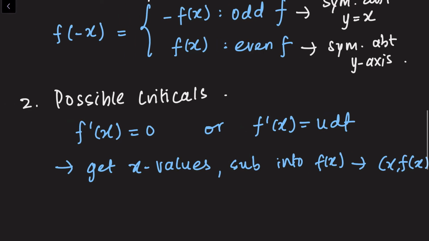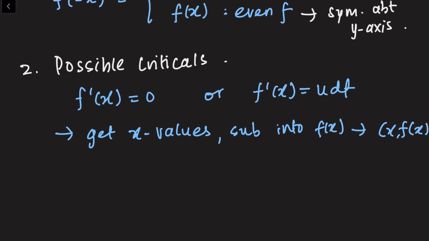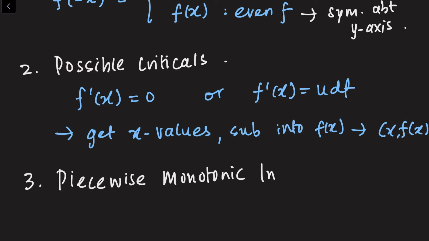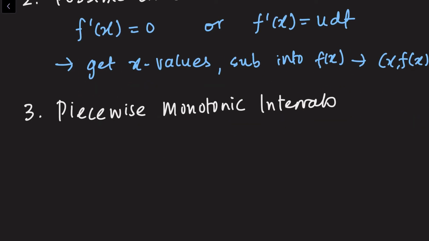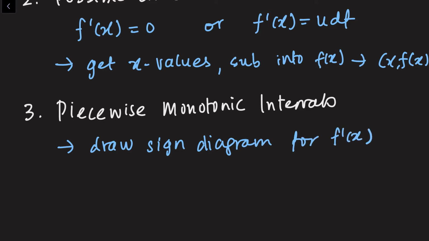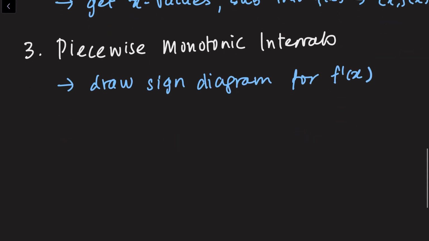Okay. Then since we already differentiate, then we can proceed with the piecewise monotonic intervals. Okay, piecewise. Okay, and we already found our possible critical points. So what we can do is we just simply draw a sign diagram for f prime x. Let's say we have two possible critical points. Okay, possible critical 1, possible critical 2.